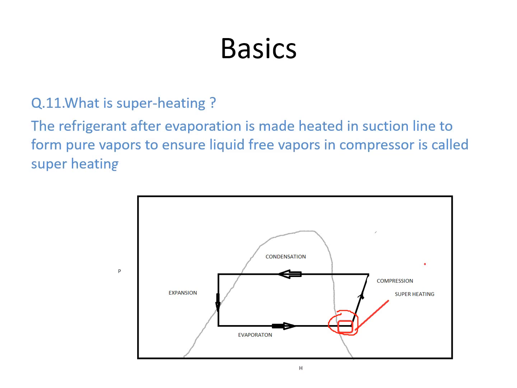Again, we are talking about what superheating is. You just have to explain that this area is superheating. The refrigerant after the evaporator is heated in the suction line, to form pure vapors and ensure only vapor enters the compressor. This is called superheating.